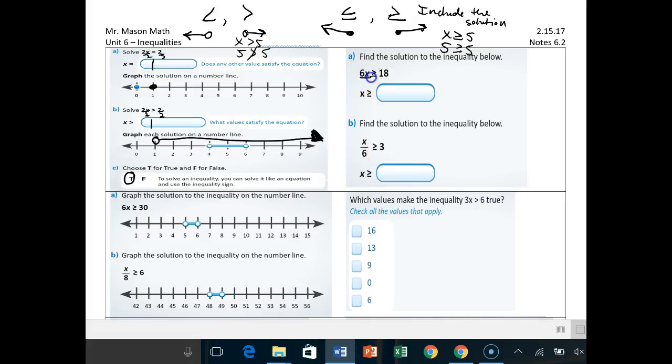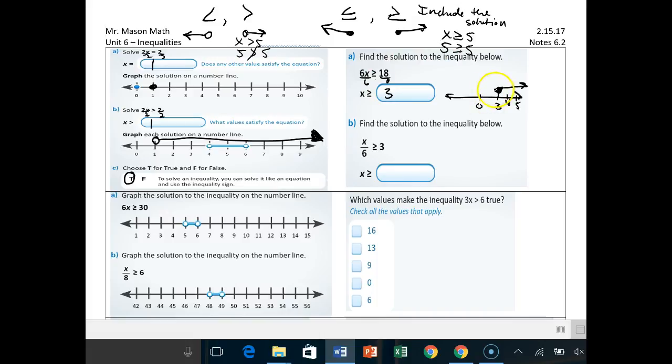Practicing on these, here we just divide by 6, divide by 6. This is x is greater than or equal to 3. If I were to graph it, here's 0, here's 3. This would be a closed circle because it's the greater than or equal to sign, pointed to the right. So 4, 5, 6, 7, all the way to infinity. Those are solutions. 6 times 3 is 18, which is greater than or equal to 18. 6 times 4 is 24, which is greater than or equal to 18. And then 5.